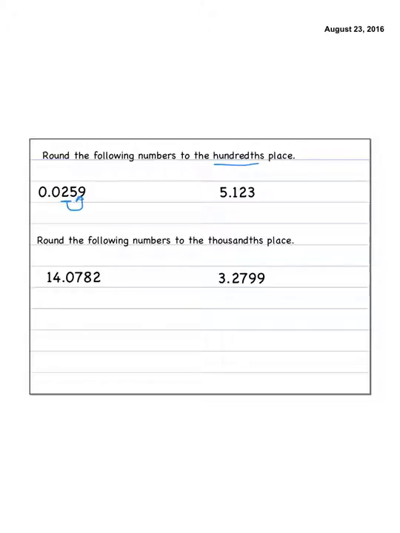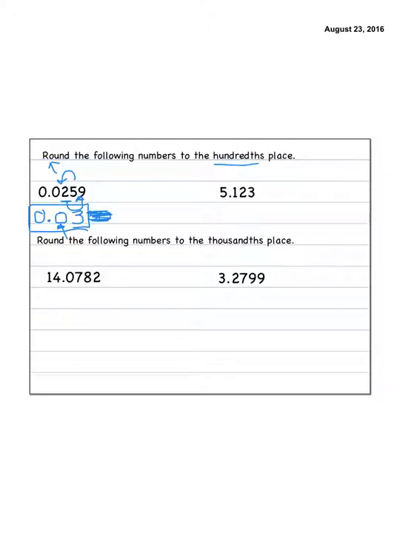I go to my 5, which is 5 or more. So I go back to my 2 and it tells me to go up. So remember, everything in front stays the same. This changes to a 3. Everything after changes to zeros. These zeros can go away. These zeros need to stay because it tells me that I have 0 tenths, and this 0 needs to take the place of the tenths because really this is 3 hundredths, not 3 tenths, 3 hundredths.